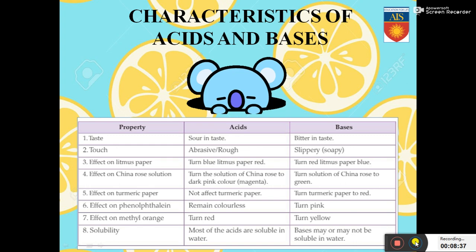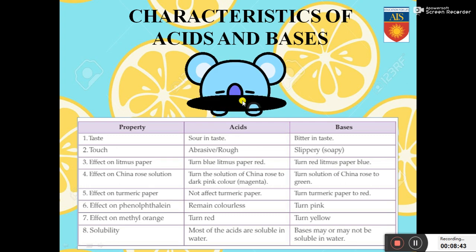Now let us have a look at certain characteristics of acids and bases. See properly the properties of acids and bases. What I want you all to do is to memorize all of these, because you can get questions where we can ask you to differentiate between acids and bases on the basis of their effect on litmus paper, their taste, or their effect on phenolphthalein, etc. So try to memorize all of these points, as all are very important.